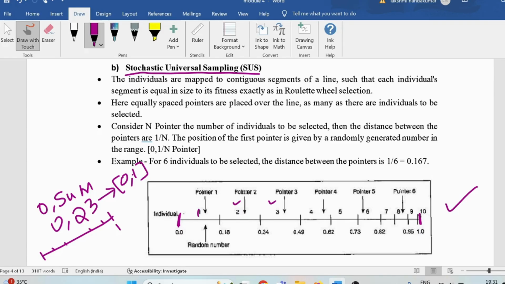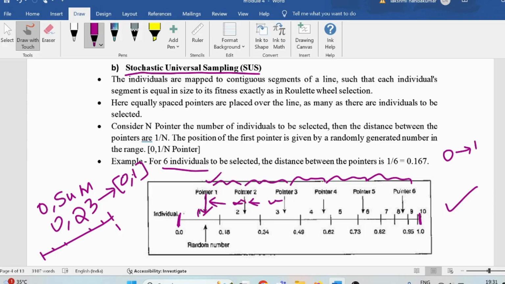Again we are going to randomly generate a value. Say you have to select 6 individuals. What I will do is randomly generate one value between the numbers 0 and 1, and all these pointers are equally distant from each other. With that value I am going to generate some equally spaced pointers. Like that, 6 individuals will be chosen.